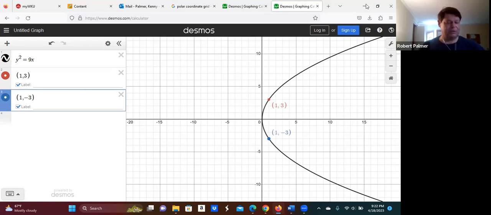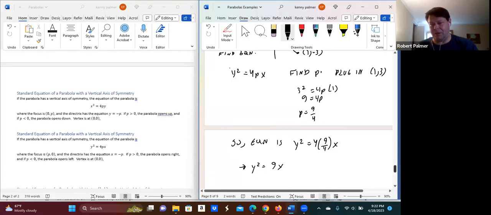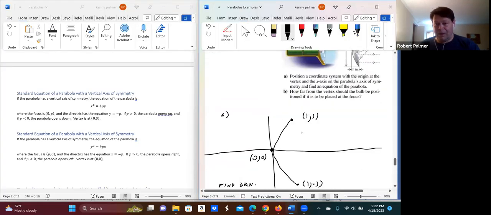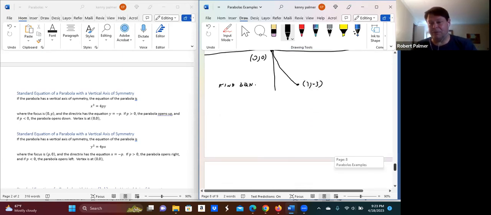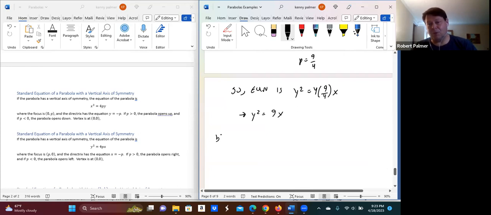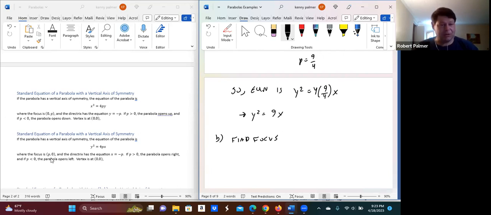Now let's see what part B was. Part B basically wants us to find the focus: how far from the vertex should the bulb be positioned if it's placed at the focus? So we'll find the focus. Remember, if you have an equation like this, the focus is just (p, 0), and p we said was 9/4. So that's going to be (9/4, 0).